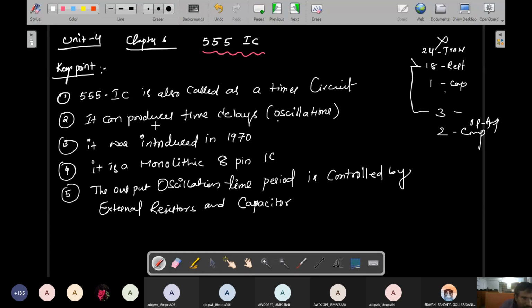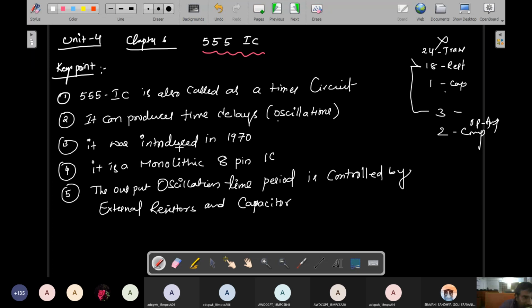These multivibrators are always used for different alarms, for alarm purposes. And it can produce time delay oscillations, because its output is in oscillated form. That's why it is used as an oscillator, meaning it is used for timer circuits. Oscillations only, nothing but timing, time delays.